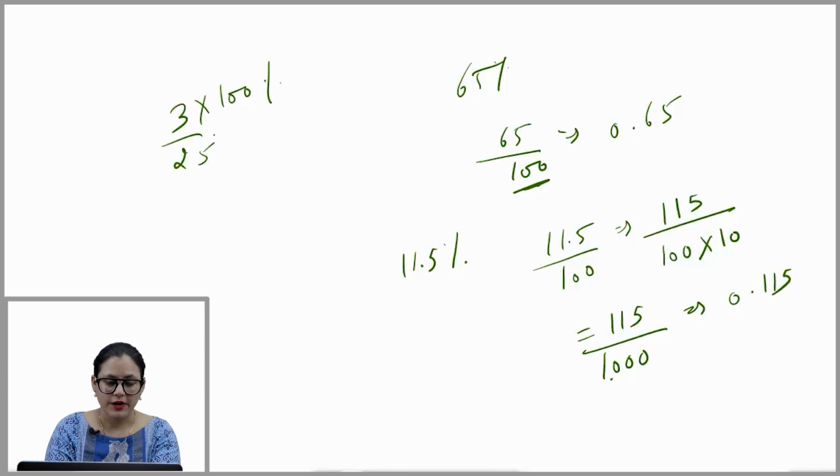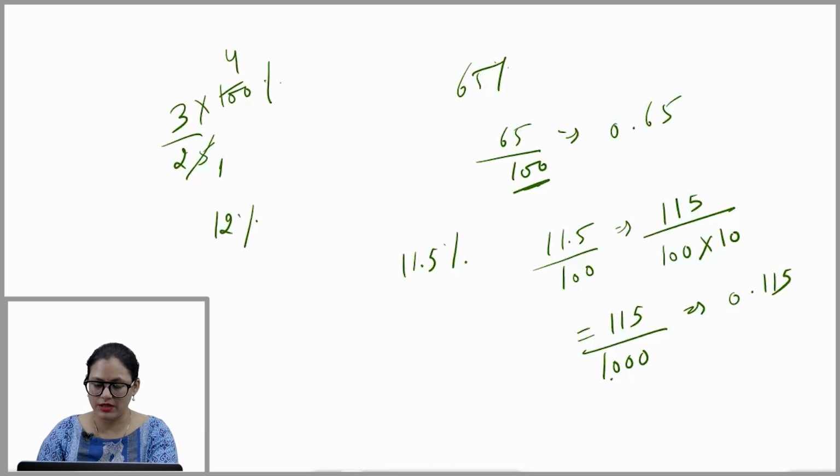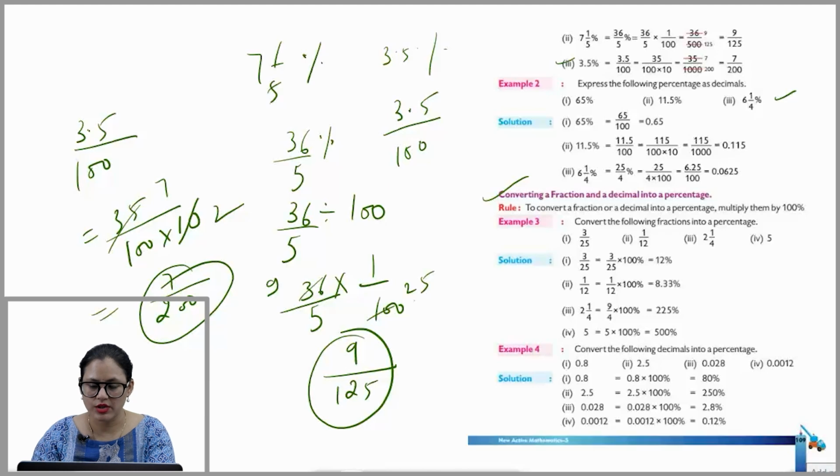Now 5 5s, 25 ones are 25, 25 fours are 100. So 12% is the answer. Next is 1 by 12. We'll do this with the same method, right? Now let's check this out.